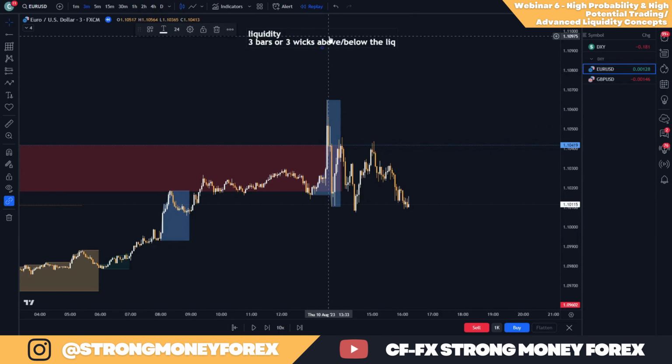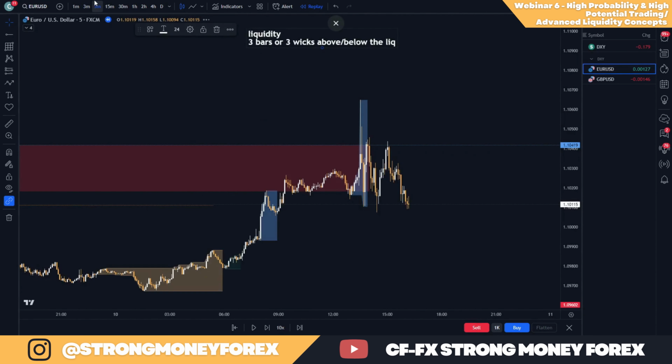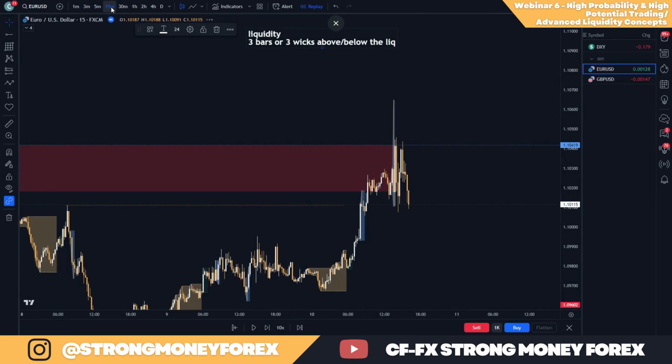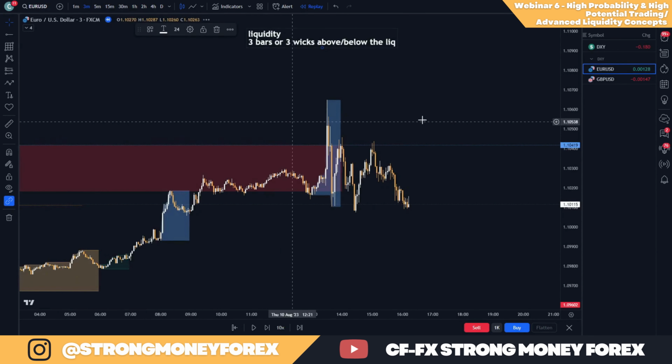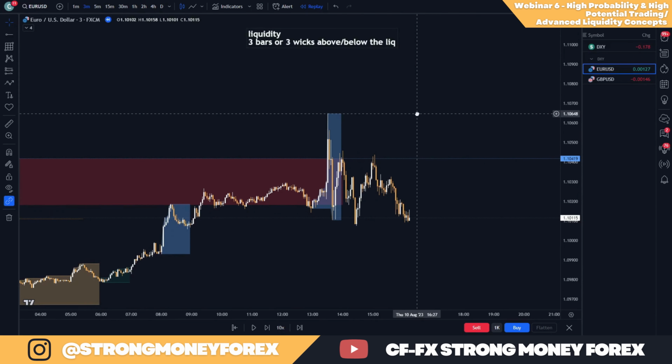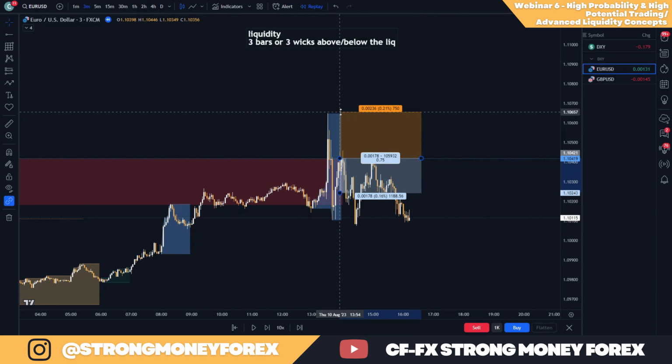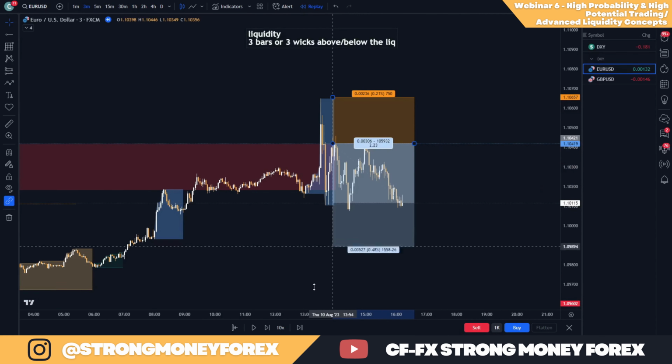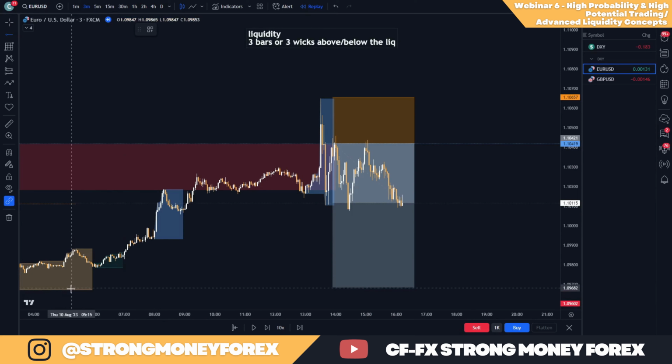Now, as long as there is no more than 3 bars or 3 wicks above or below liquidity, that now is a valid zone that we can look at for reversals. And this is how I've been catching a lot of my trades lately. Now, you can take a simple entry like this, stop above the high, and hold to the lows. Asian lows, quite a good one to target.